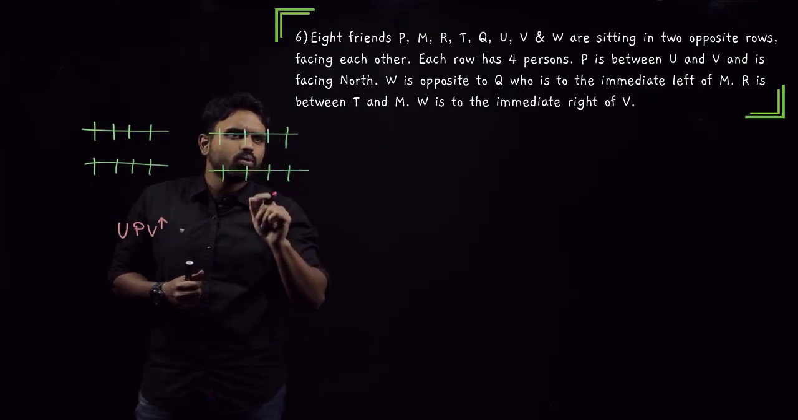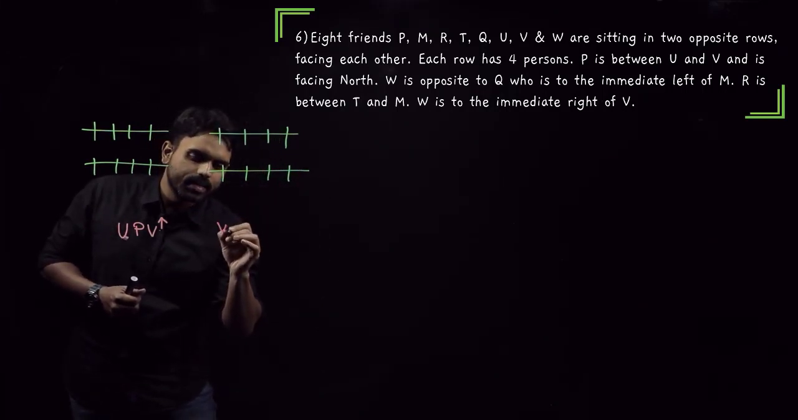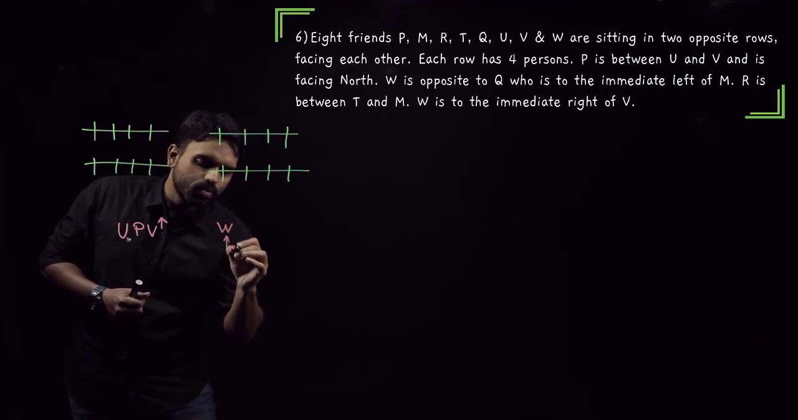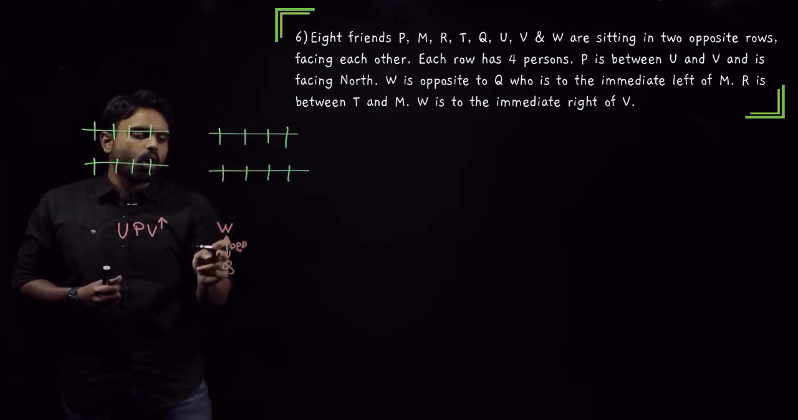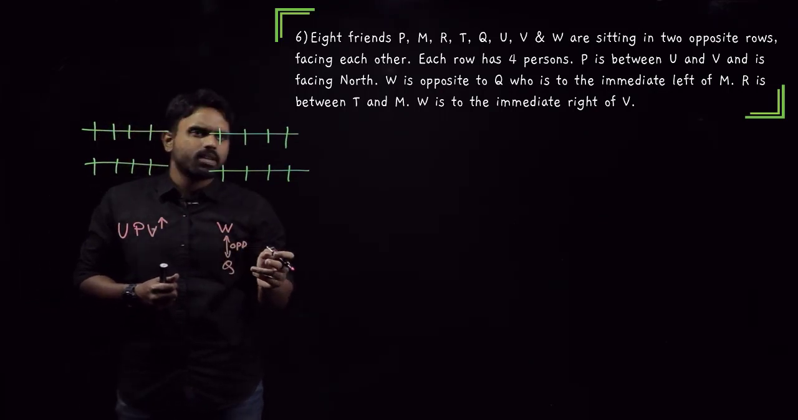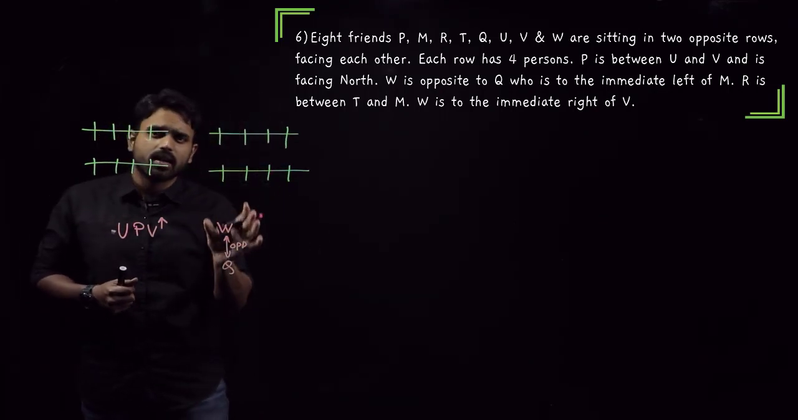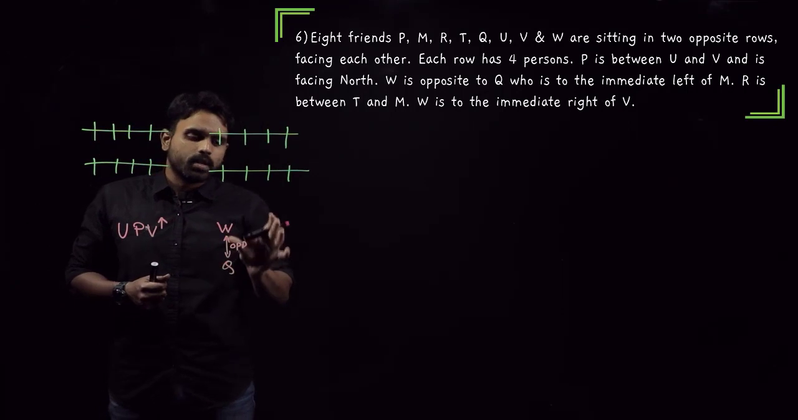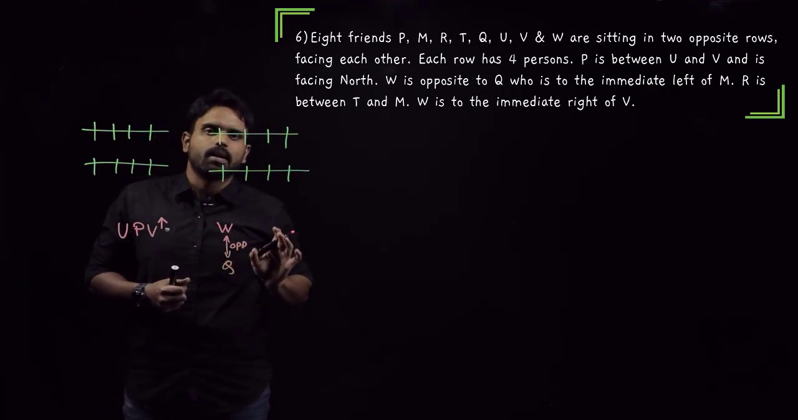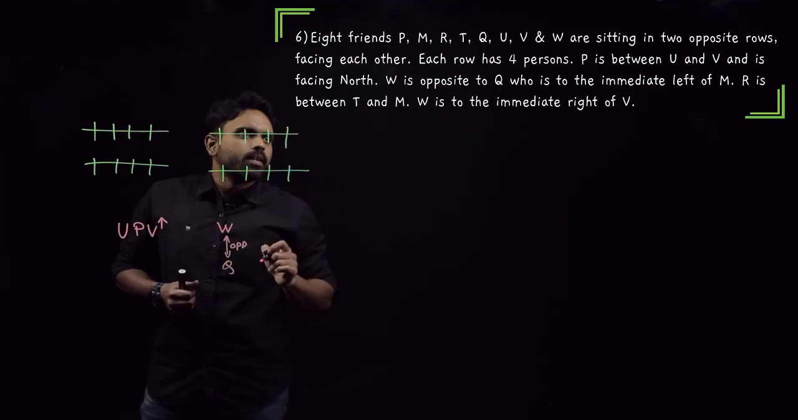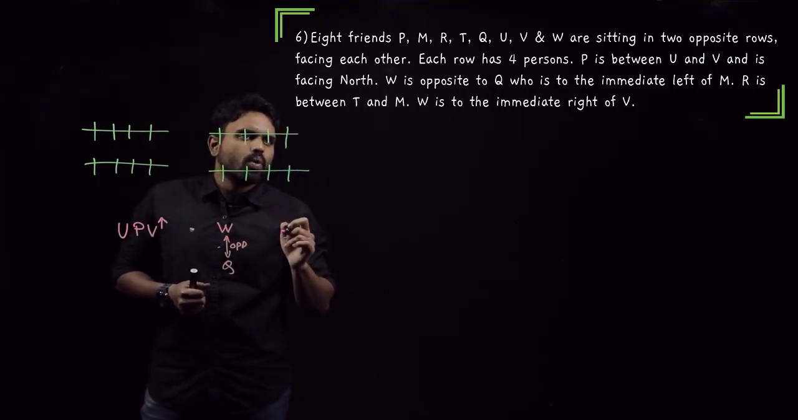W is opposite to Q. I'm representing opposite like this. You can represent it any way you are comfortable, just that you memorize it that way. Use it again and again so that whenever you see an opposite there, you will be able to put it up like this. W is opposite to Q.